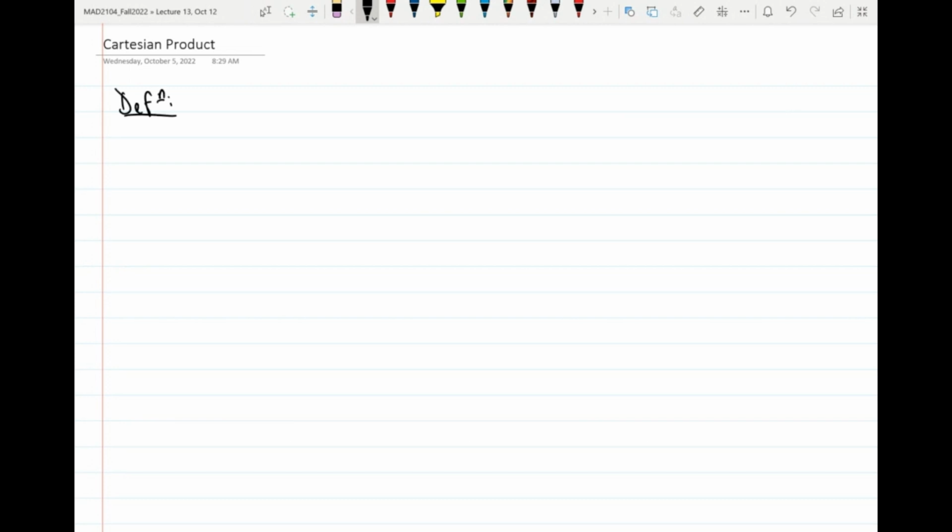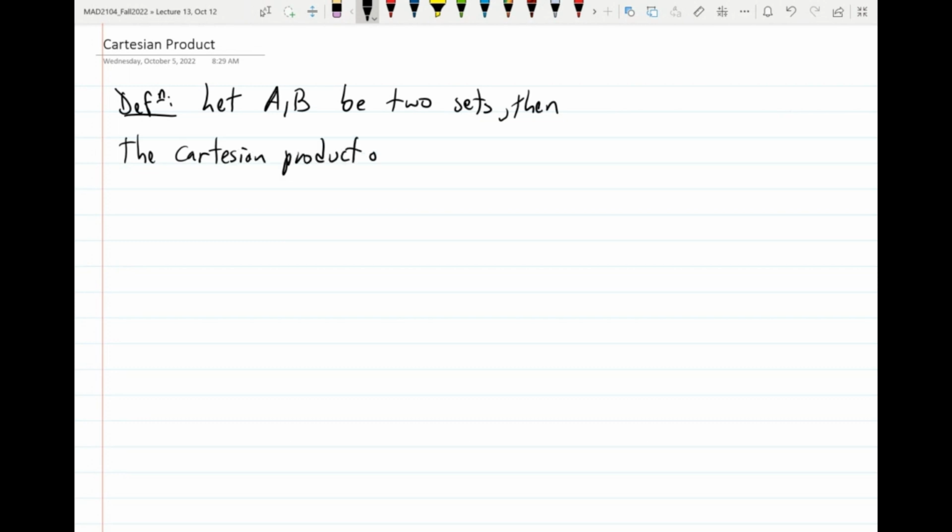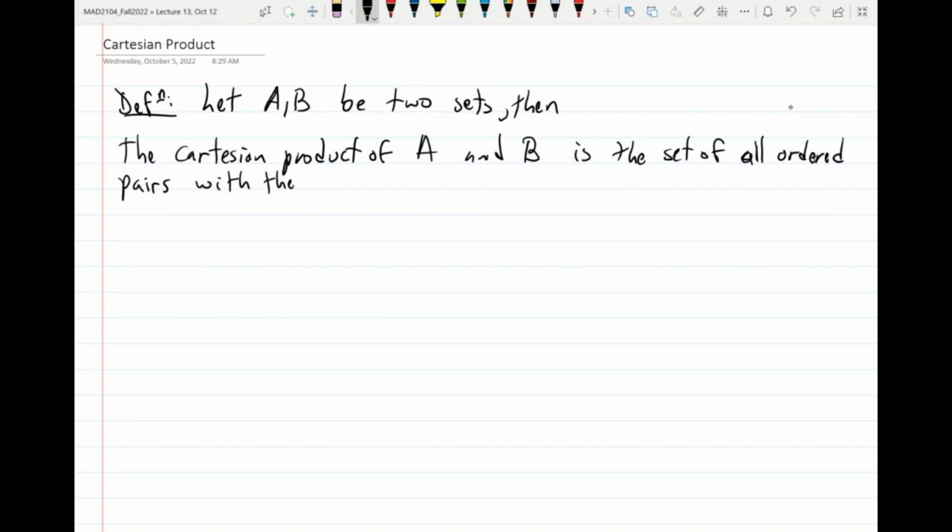Definition. Let A and B be two sets. Then the Cartesian product of A and B, I'm going to write in words and then I'm going to put it in symbols, is the set of all ordered pairs with the first element in A and second element in B.